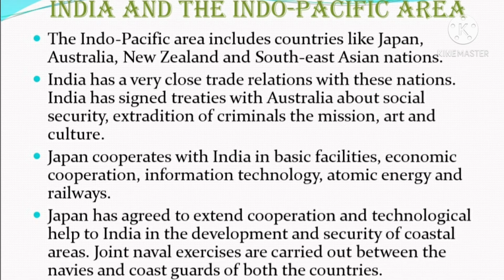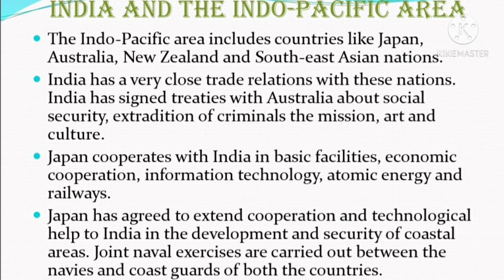India has very close trade relations with Australia. India has signed the treaty with Australia about social security. There are some common issues like action against corruption, against terrorism, against extradition of criminals, art and culture. So there are a lot of transactions between India and Australia.